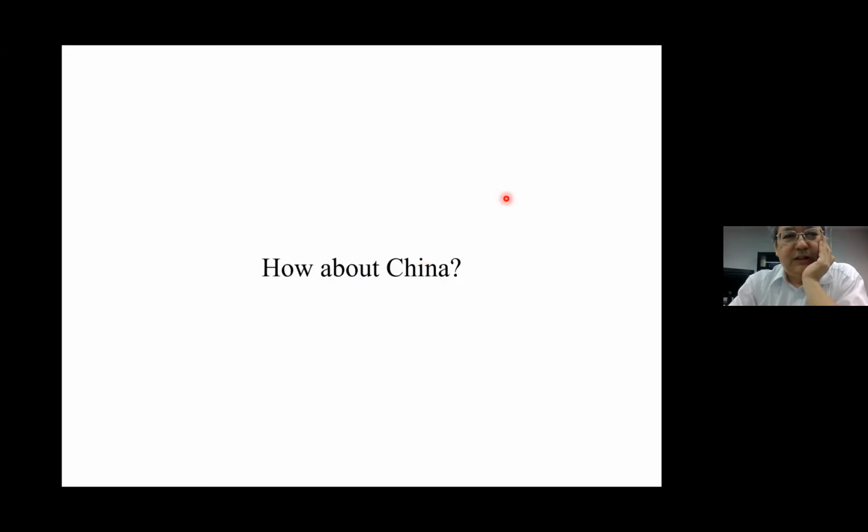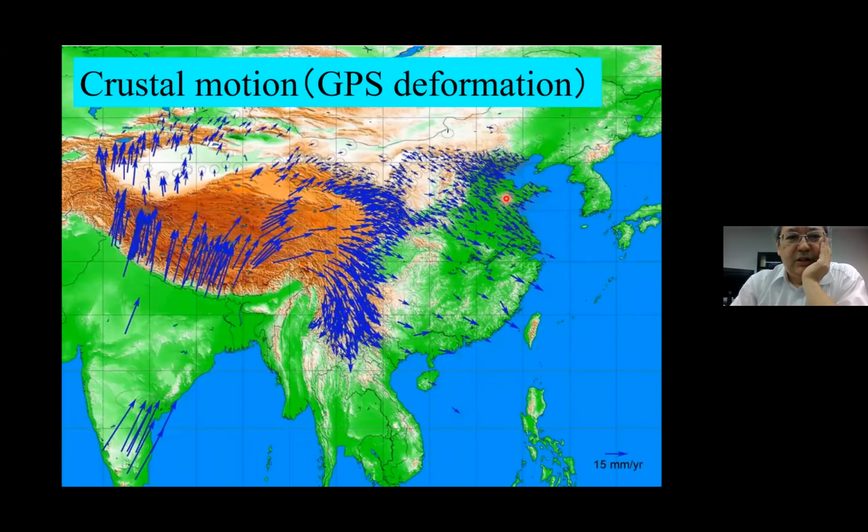How about China? China doesn't have any subduction. But this is the deformation, crustal motion by GPS, given here. In China, large deformation is seen in these areas. Why? Because the Indian continent collided with the China mainland and created the Himalaya mountains. And this collision gives us some earthquake activities.